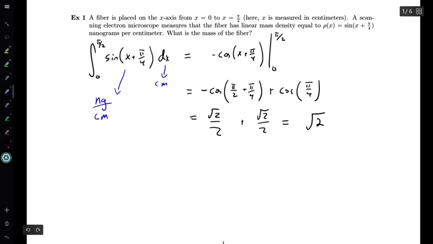In order to get the units on the output of an integral, I know it's units of the integrand times units of the variable of integration. So here, the integrand is this sine of x plus pi over 4. The variable of integration is x, so I'm taking nanograms per centimeter and multiplying them by centimeters. Simplifying things a little bit, this is going to give us nanograms.